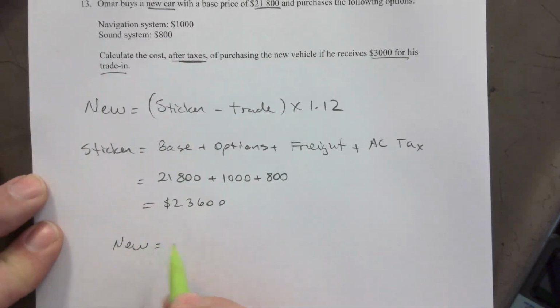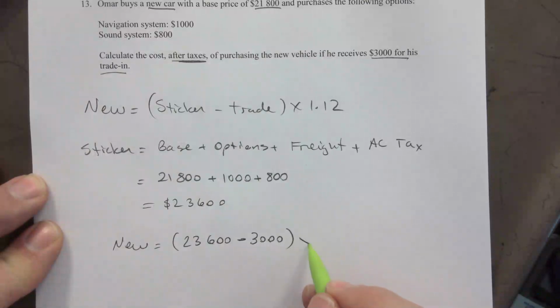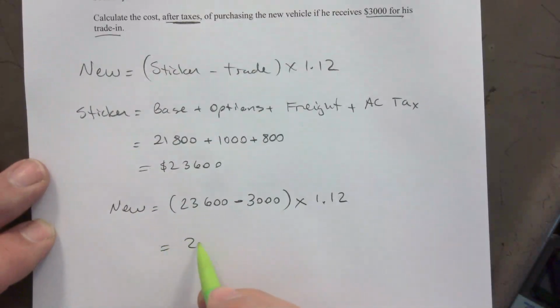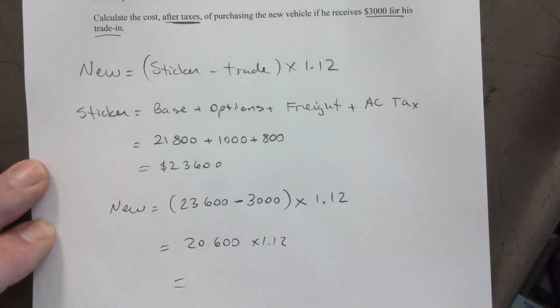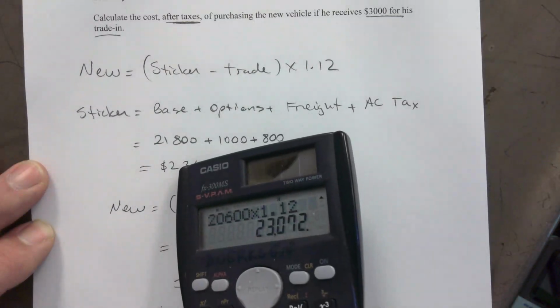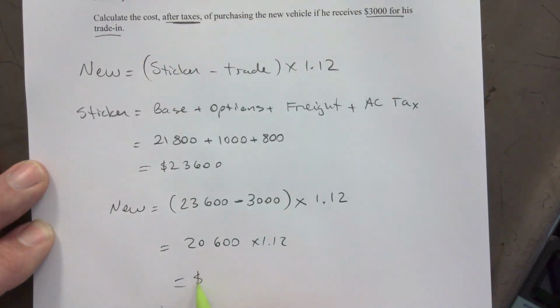And now I'm going to calculate 23,600 minus the trade-in, and it's times 1.12. So that'd be 20,600 times 1.12. And what is that? This is still the days when it was 13%. That's another thing that might throw you off when you look at the key. Taxes used to be 13% for a couple of years there. 23,072.